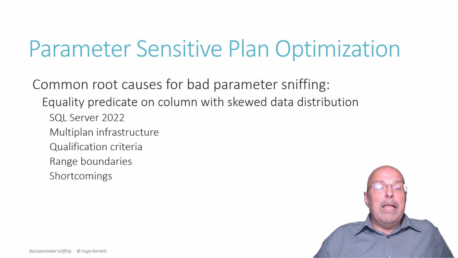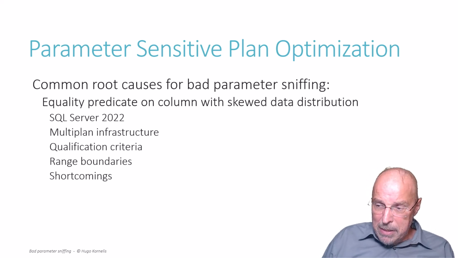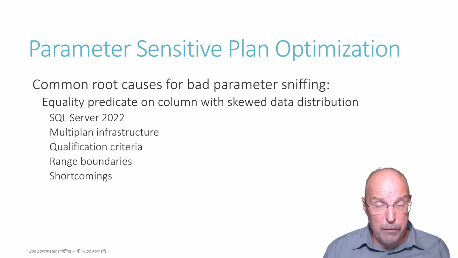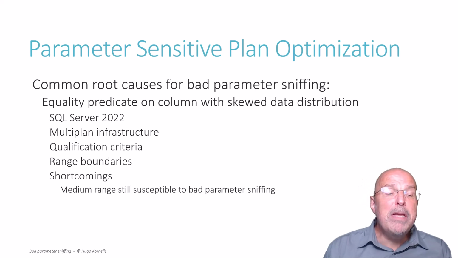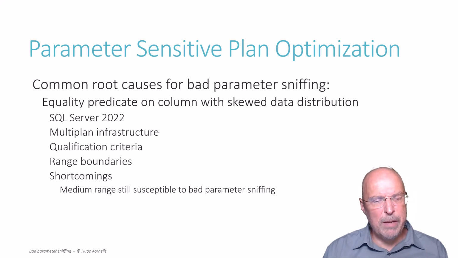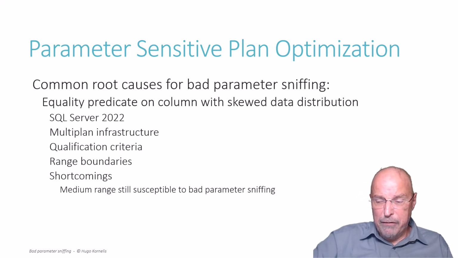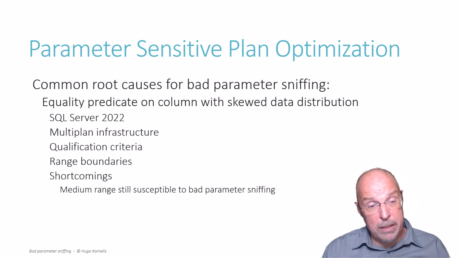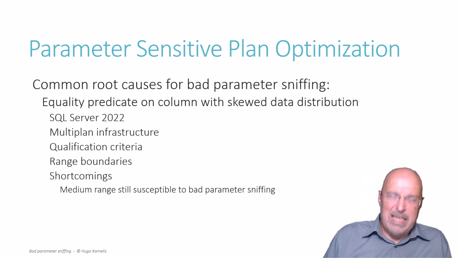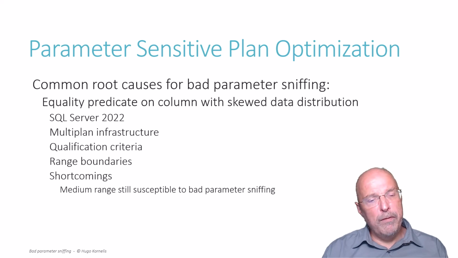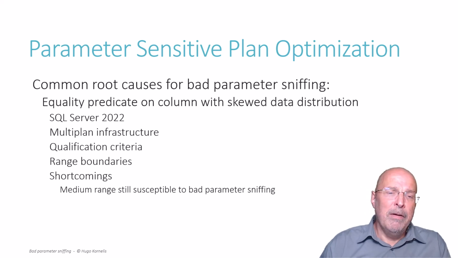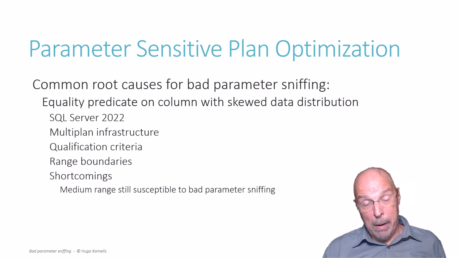So let's get back to the shortcomings a bit. I already addressed some of them during the talk, but let's recapture them. First, the medium range is still highly susceptible to bad parameter sniffing. I showed that in the first demo where I had the smallest possible medium range. I didn't exactly show it, but you could see that the medium range was 100 to 100 million in the last demo. These are obviously all cases where you can still have bad problems, and you cannot just say, oh, PSPO is active now, my problems are fixed.